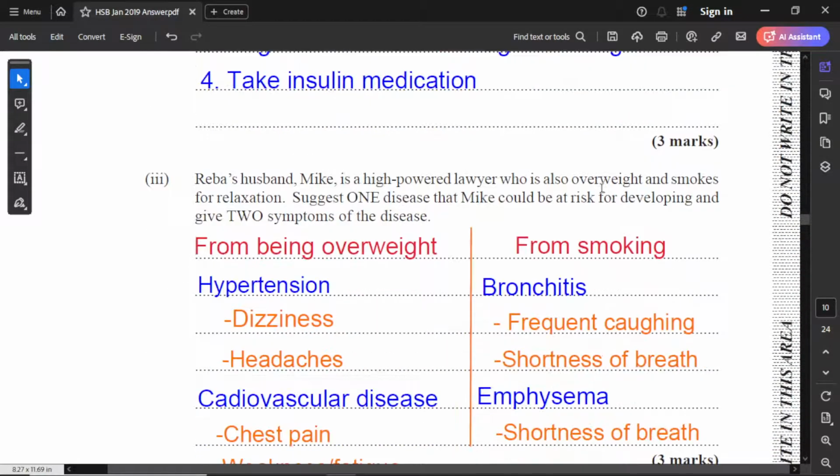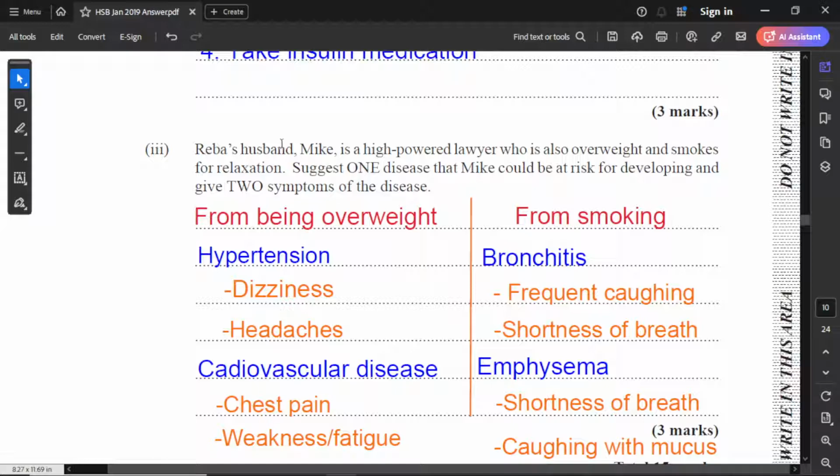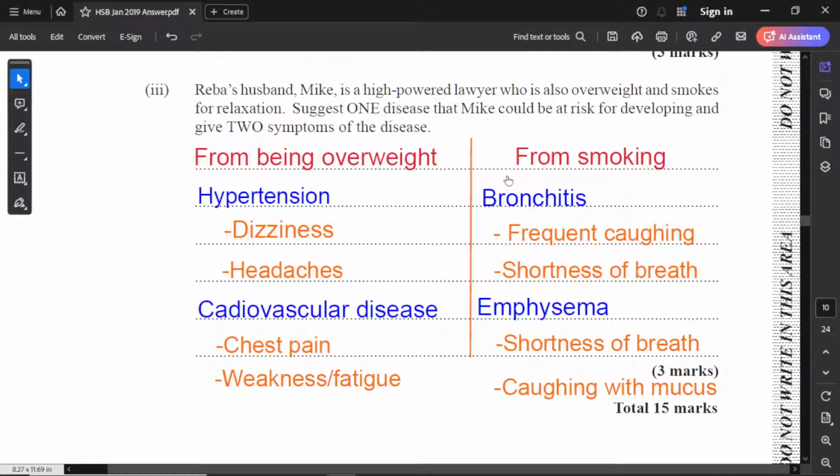Now for part three, so Reba's husband Mike is a high-powered lawyer who is also overweight and smokes for relaxation. Suggest one disease that Mike could be at risk for developing and give two symptoms of this disease. And so I kind of separate it into two sections because it's doing two things. One is overweight, which is a bad thing, and two is a smoker as well, which is another bad thing. So you have double trouble. So what I did is to separate the different conditions, and they asked for one.